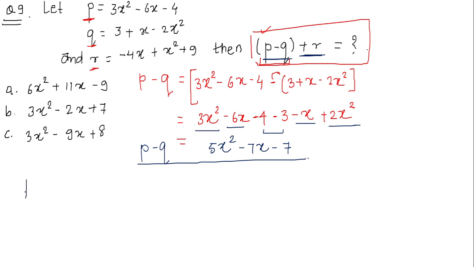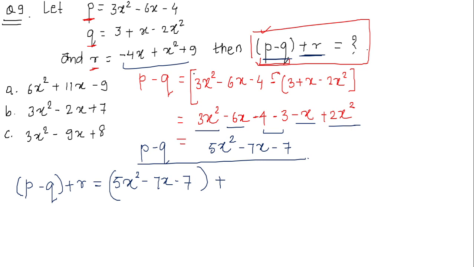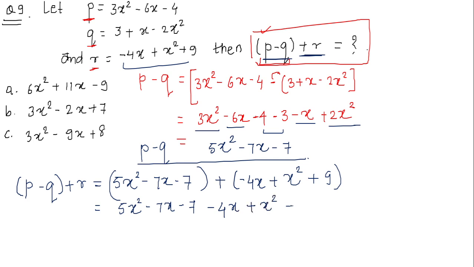So p minus q plus r will give me 5x square minus 7x minus 7 in bracket, plus the value of r. What is the value of r? It is 4x square, that is minus 4x plus x square plus 9. This is the value of r. So this will give me 5x square minus 7x minus 7 minus 4x plus x square plus 9.